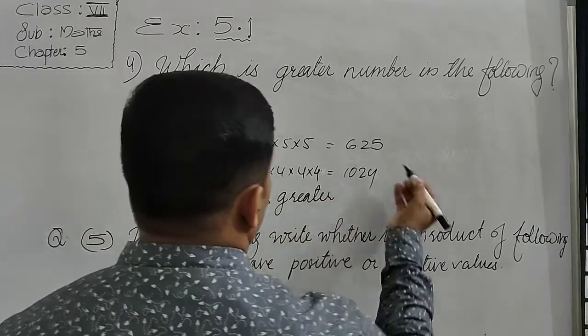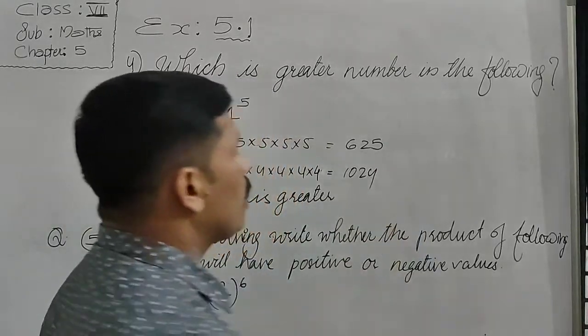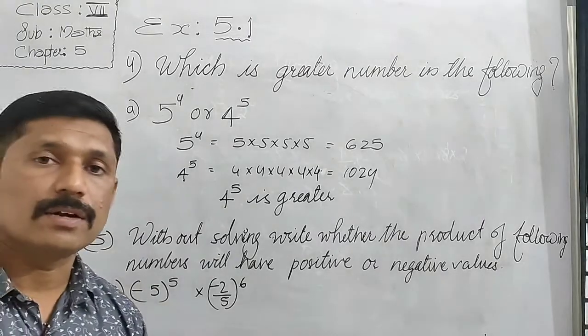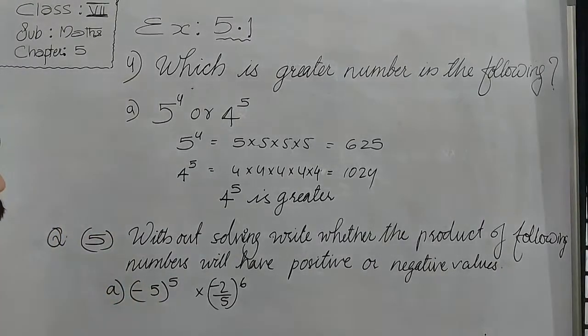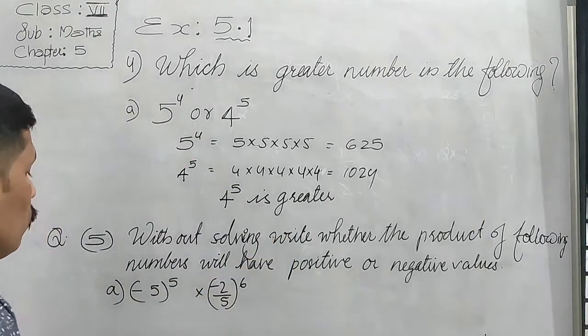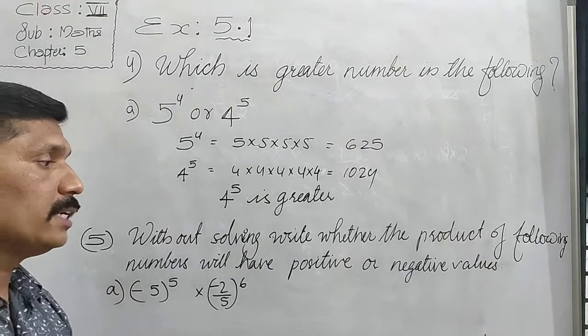How we decided? Because this is 625 and this is 1024. So there are some other questions remaining that you can do as homework. Next we see question number 5. Without solving, write whether the product of the following numbers will have positive or negative value.